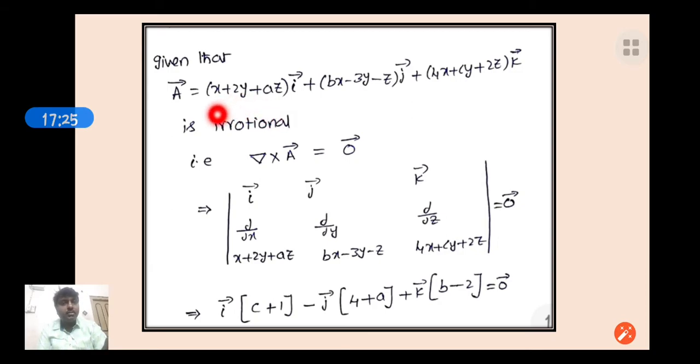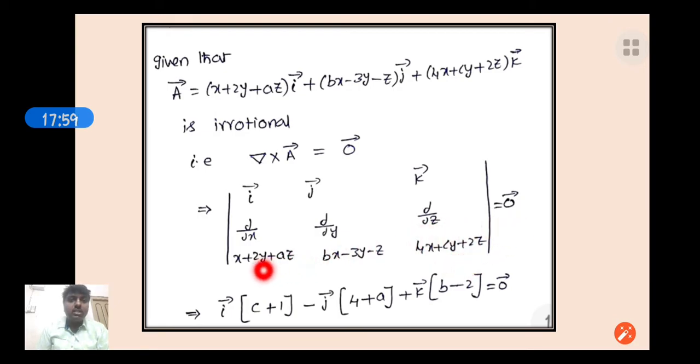So I am writing a bar is equal to (x plus 2y plus az) i bar plus (bx minus 3y minus z) j bar plus (4x plus cy plus 2z) k bar. It is irrotational. From the definition of irrotational, del cross a bar is equal to 0 bar. So I am writing the definition of del cross a bar: the determinant with i bar, j bar, k bar, dou by dou x, dou by dou y, dou by dou z, x plus 2y plus az, bx minus 3y minus z, 4x plus cy plus 2z, is equal to 0 bar.